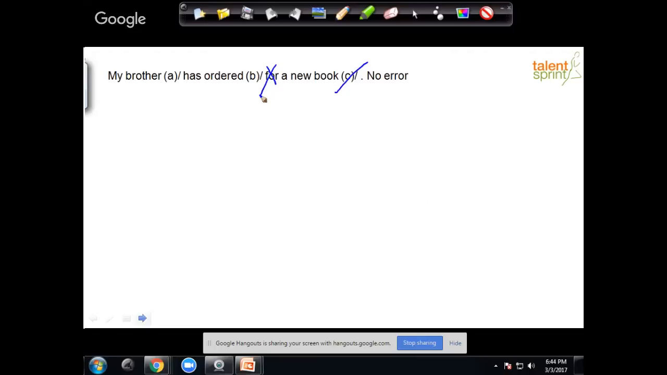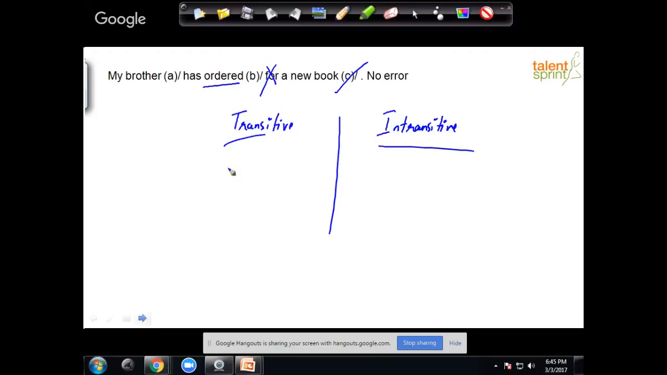Why do I need to delete this for? What's wrong with that? Now notice this. This is your clue word, ordered. These are transitive verbs. Now that might sound a little Greek and Latin for some of you. So you have something called transitive and intransitive verbs. I'm assuming most of you know it. If you don't, we'll quickly look at it.